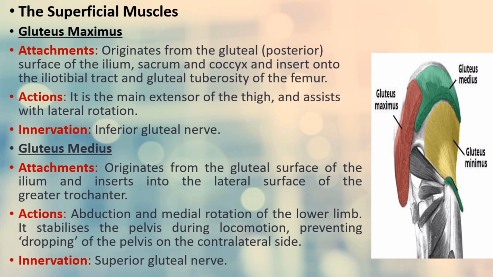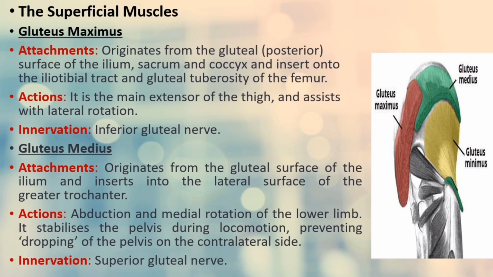Attachments. Originates from the gluteal posterior surface of the ilium, sacrum and coccyx. The fibers slope across the buttock at a 45-degree angle and insert onto the iliotibial tract and gluteal tuberosity of the femur. Actions. It is the main extensor of the thigh, and assists with lateral rotation. However, it is only used when force is required, such as running or climbing. Innervation. Inferior gluteal nerve.